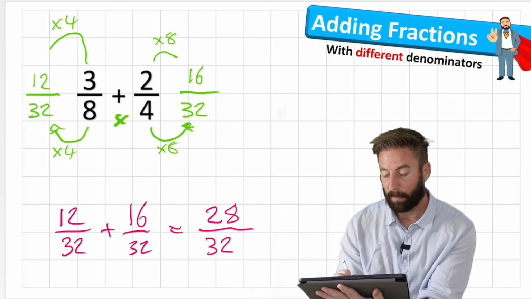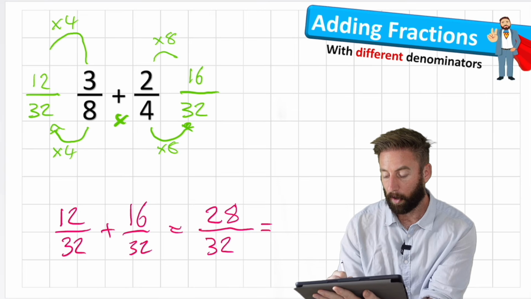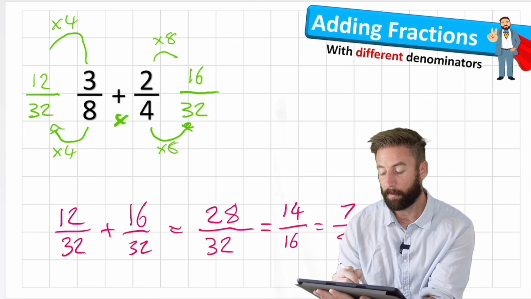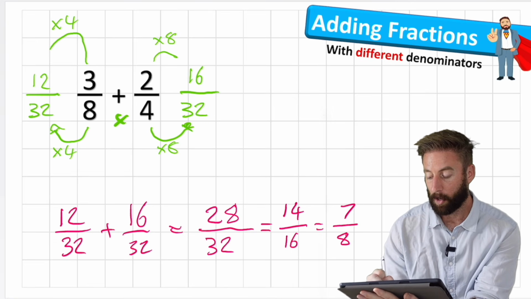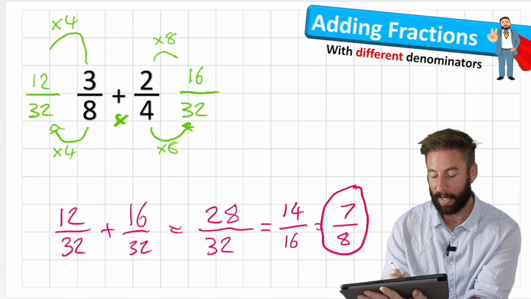Can I simplify this fraction even more? Yes, I think I can, because I can divide it by 2. So I could go 14 16ths. Can I go even further? Yes, to 7 eighths. Can I go even further? No, the only common factor would be 1. So my final answer is 7 eighths, a nice clean one.